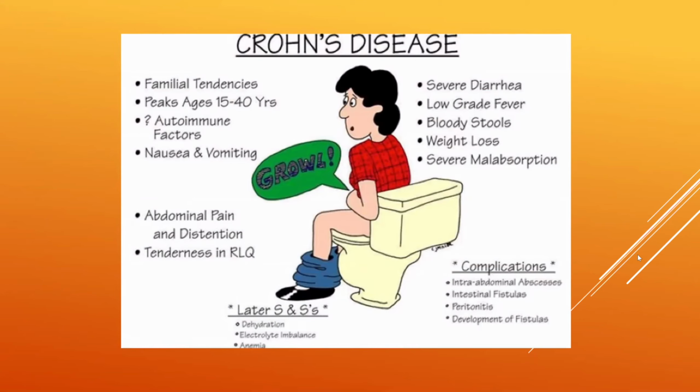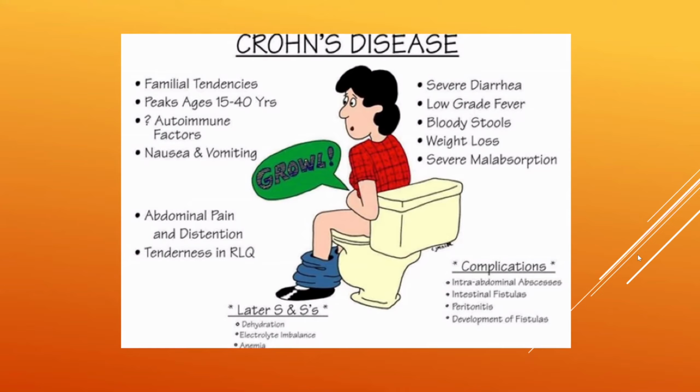Here's the patient. They're sitting on the toilet. They have severe diarrhea, 4, 5, 6 stools a day. They might have a little bit of a fever. They can have some blood in their stools, but it's not as bloody as ulcerative colitis. They may have nausea and vomiting. They may have tenderness. And then the basic signs and symptoms of basically this here. Our complications could be peritonitis or dehydration or fluid volume deficit, whatever it could be. So this is your picture of your Crohn's disease patient.